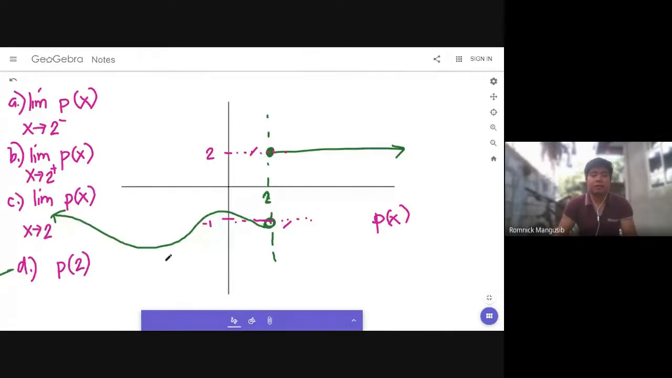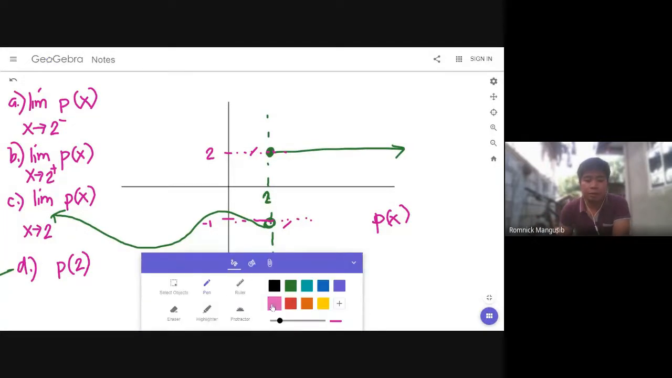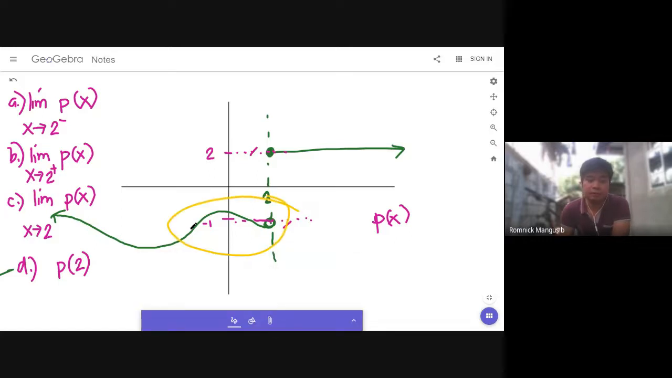Okay, so let us now answer the following letter A. In letter A, graphically speaking, you are now observing how does the function P behaves as x gets closer and closer to 2 from its left. From its left. So you see this? Ito ang left. At yung kabila naman ay yung right. So huwag kayong malito, left and right. LR, ganun lang. Okay, so the answer for letter A is simply negative 1.